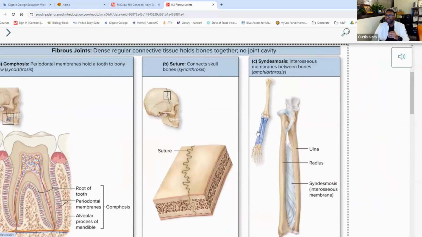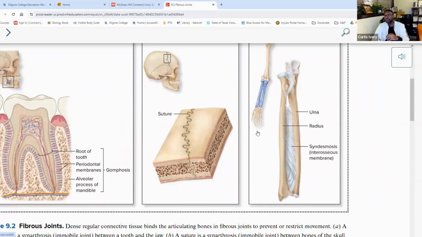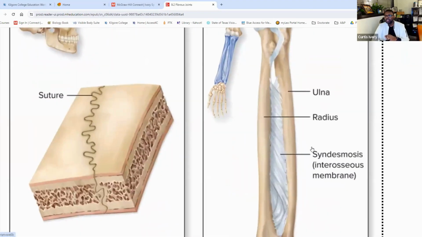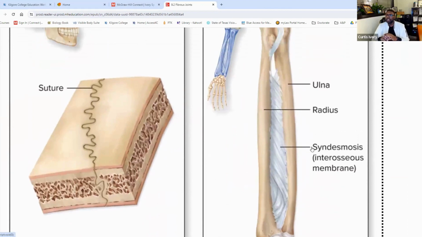And then you have a syndesmosis, which is essentially a membrane between two bones. And here you can actually see in between the radius and the ulna, to keep those two together or for stability, it is going to have a membrane between those two bones. So even when you rotate them, they don't spread apart too far from each other. It keeps them in precise formation.